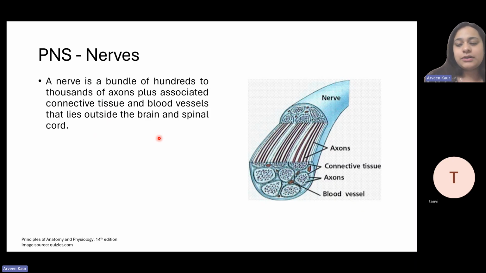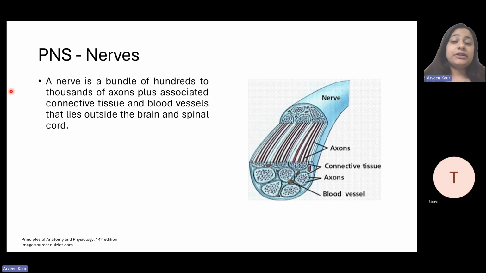So that is what a nerve is. It is not just a collection of axons, but along with the axons, it is also a collection of the connective tissue present around them and the blood vessels that are supplying these axons or neurons. All this together forms the nerve, and it is known as a nerve when it is present outside of the brain and the spinal cord.